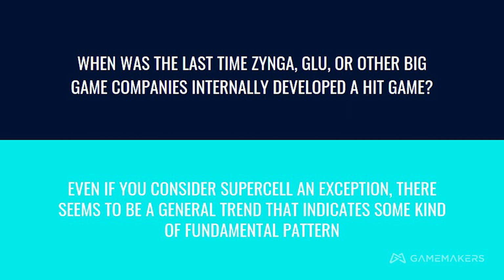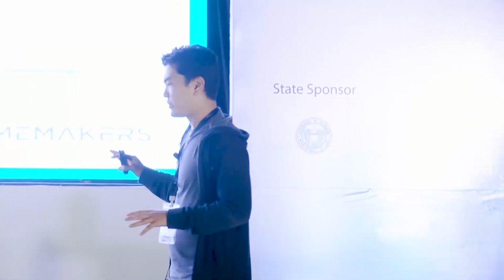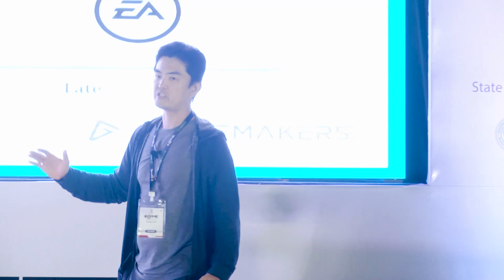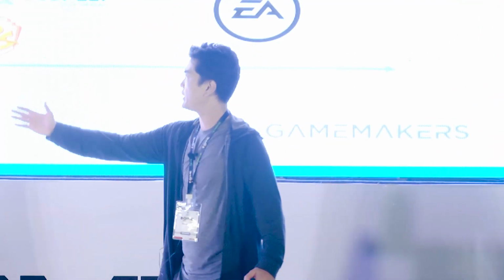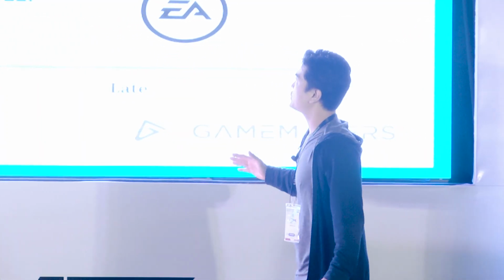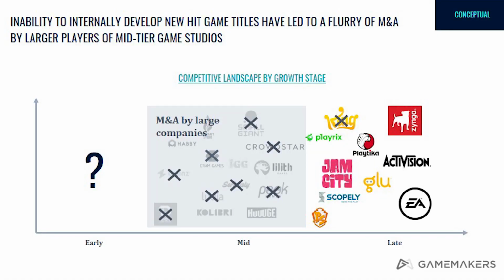And so when we look at the marketplace, we see that the impact of what I'm talking about is starting to take shape in the marketplace. And so if we were to think about companies in terms of their stage of scale, early, mid, late, what we're seeing is that these larger companies like Zynga, Glu, Playtika, have been acquiring the companies in the mid-tier. And the reason why they've been acquiring those companies is because when you look at the financials of these large companies, all of their growth has come from acquisition rather than internal game development.